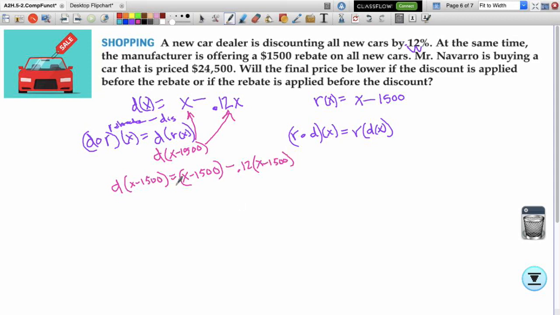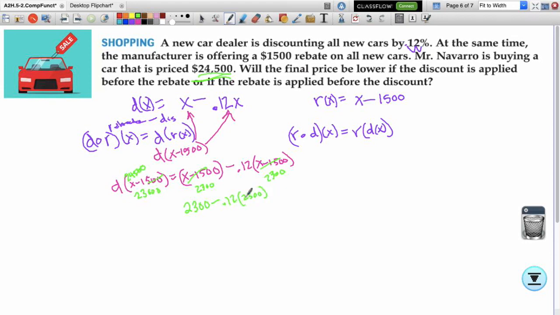And we could choose to either simplify this or actually take a second and plug in the real price, okay? So let's plug in our 24,500. Maybe we do that first, okay? So 500 and 500. 24 minus 1 is going to be 23. So in this instance, if we do the rebate first, we're plugging in 23,000 here and here. So we're left with 23,000 minus 0.12 times 23,000.